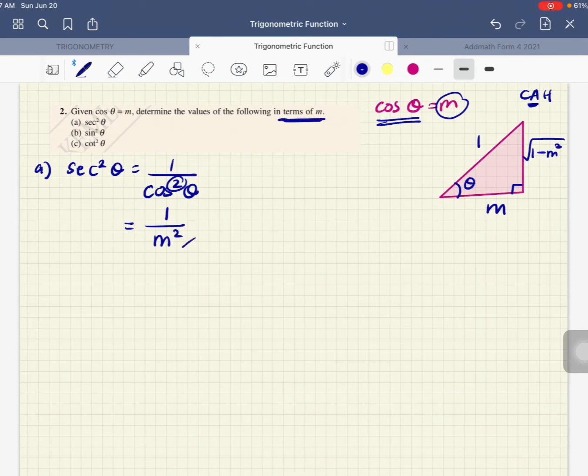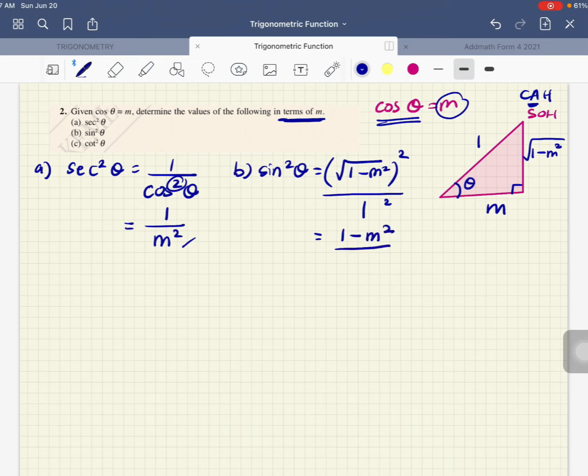In terms of m, right? So it's in terms of m. So B, sine squared theta is equal to sine, which is opposite. So opposite is 1 minus m squared, because it's squared, so I have to put square as well, over 1 hypotenuse, right? So the answer would be 1 minus m squared over 1, or you don't need to put 1.